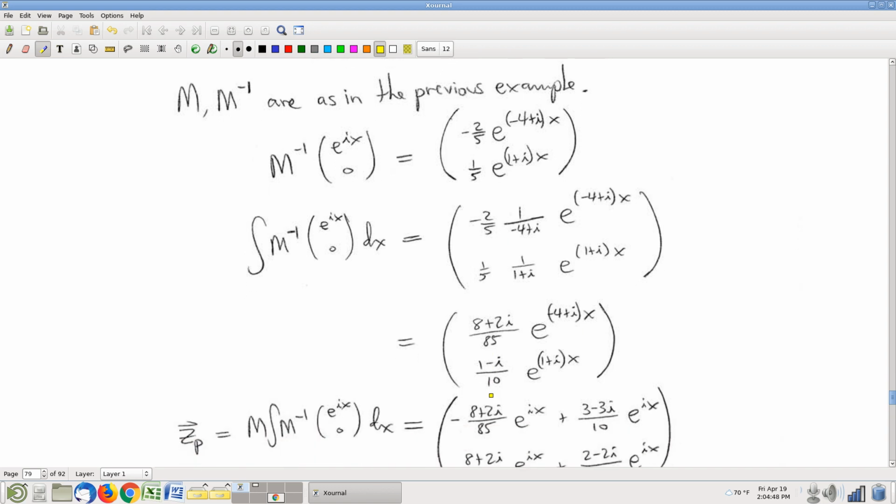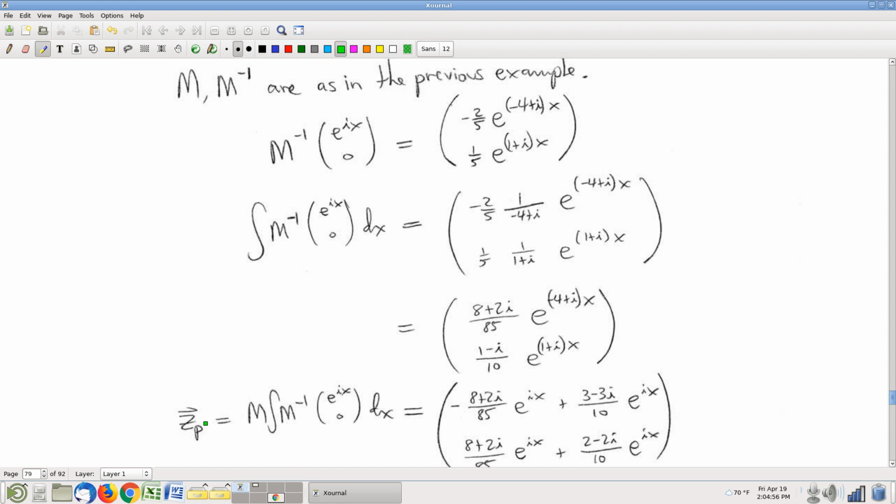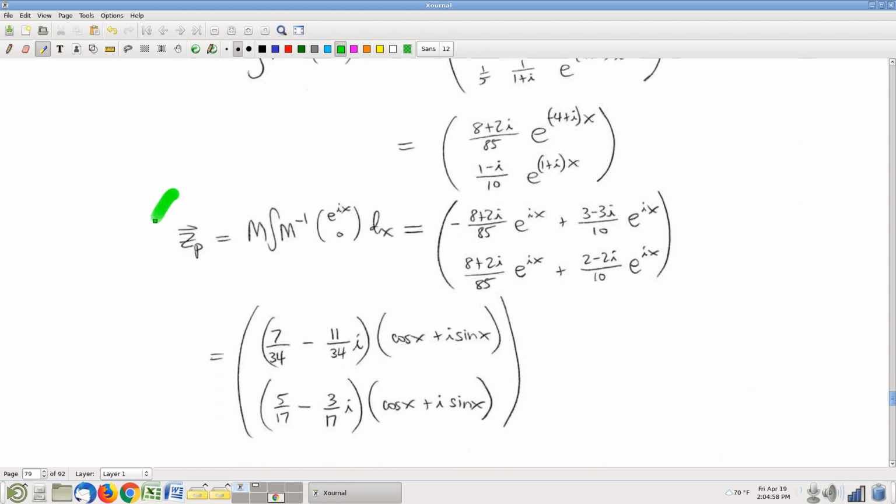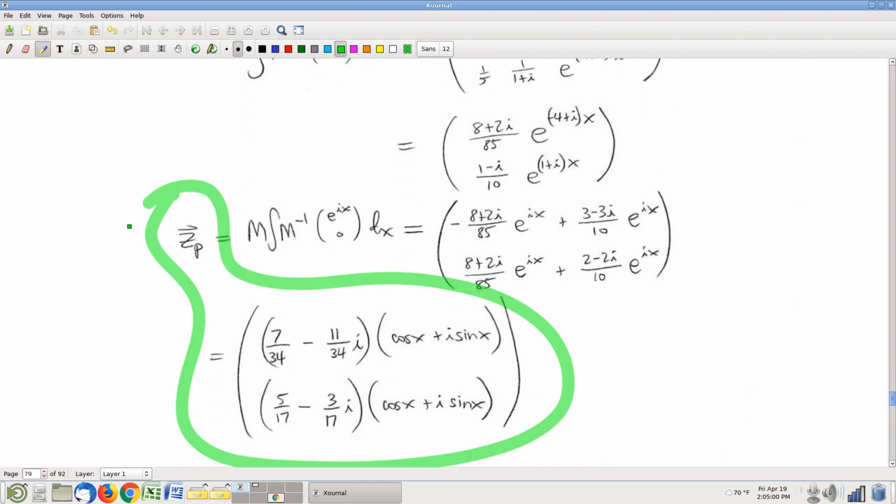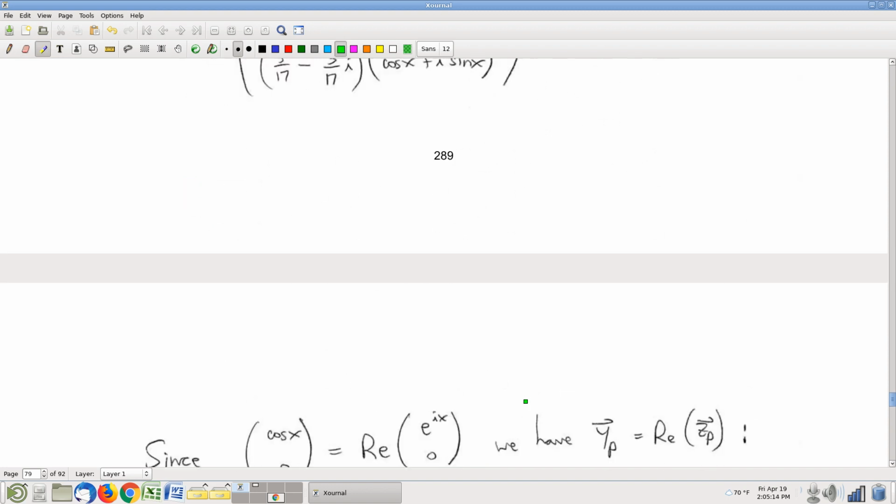Having done the antiderivatives, that very last step, multiply back by the M matrix, and here you go. This is your Z solution. Now, of course, this is not our actual solution that we're interested in. This is the complex solution. We wanted the solution to the original real version of the equation, so we need to look at the real portion of this solution and take the real portion.